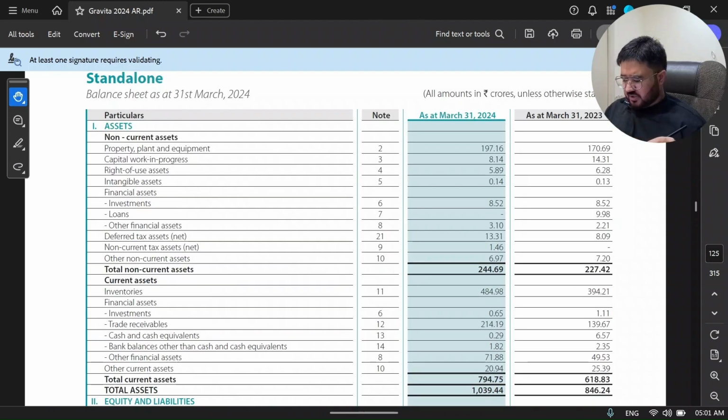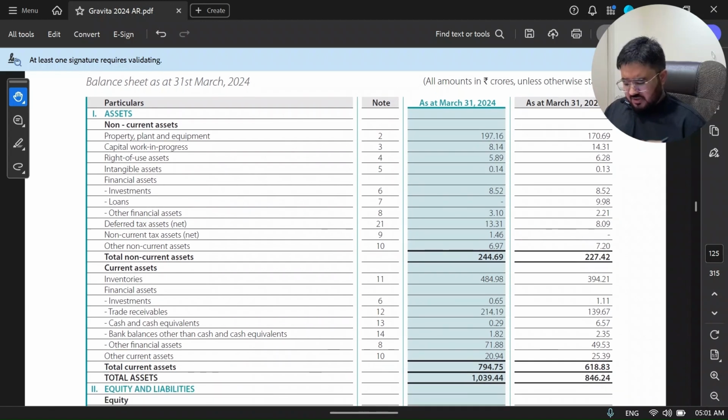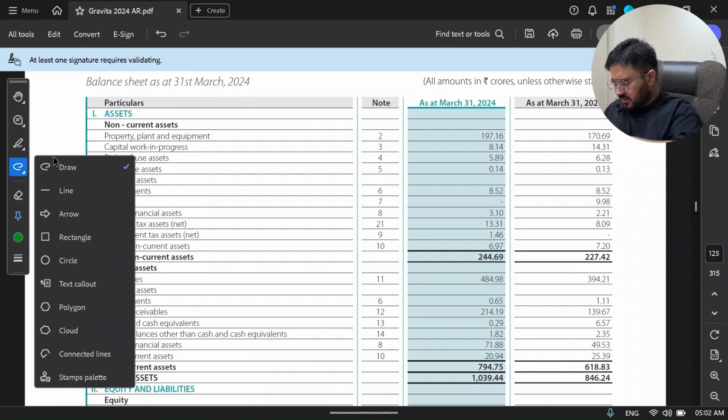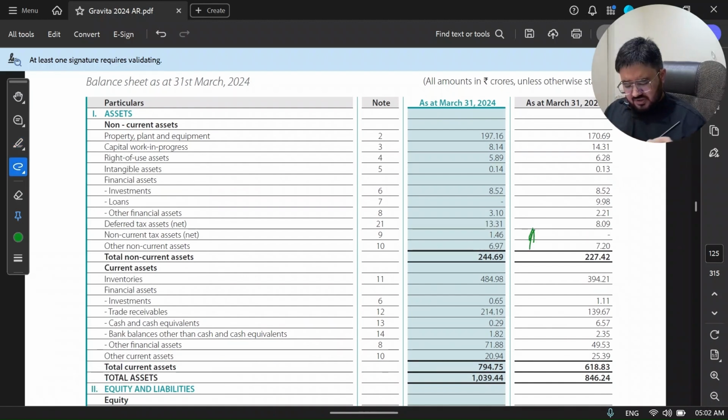So we are here in the standalone balance sheet. You need to see whether the assets are growing or not. It's 227 in the previous year, of course in crore, and it's 244 crores. So it's increasing, which is good, right? Let me take a pen. It is increasing, it is good. Over here also, it was non-current assets, and now let's see the current assets. The current assets also are increasing, which is good.